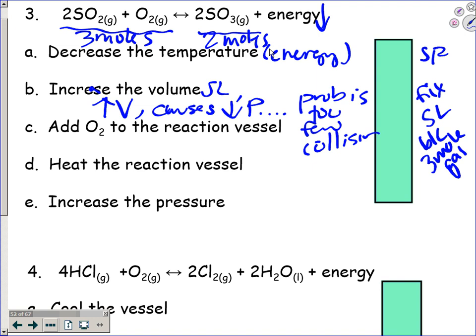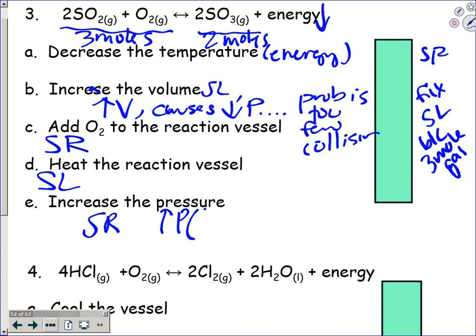Will, next. Add O2. Shift right. Good. Olivia's table, D. Heat the reaction. Good. So this is heat energy. We increase the products. We go the opposite direction. Max's area, last, increase pressure. Shift right. Good. So here's that question you guys just asked.